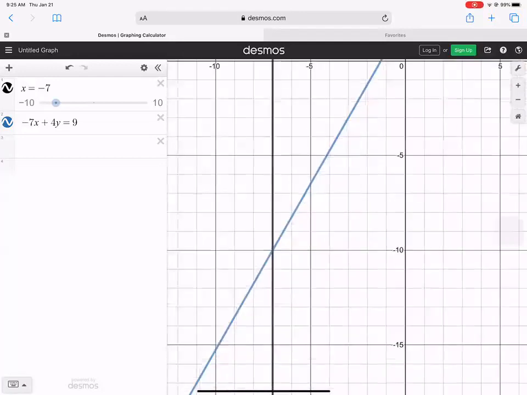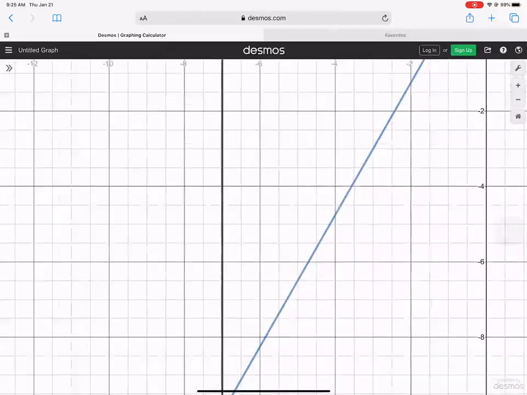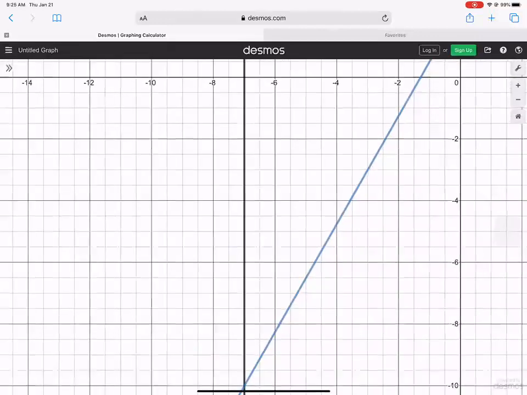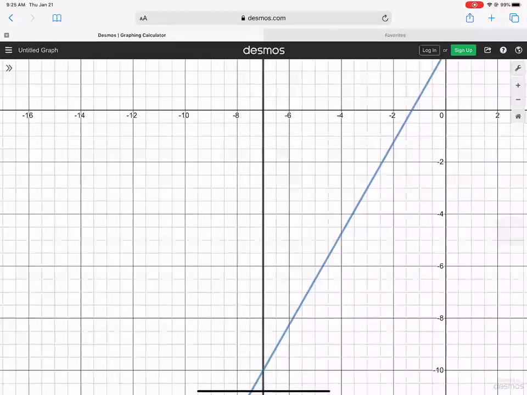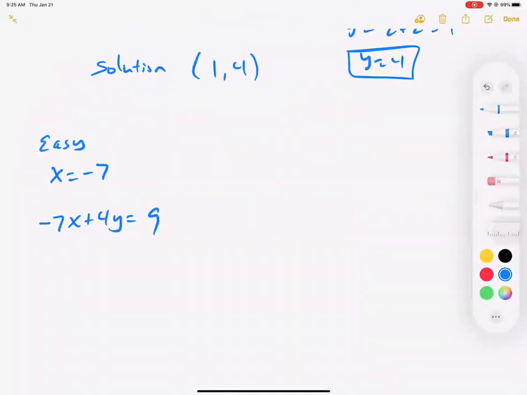So can you guys kind of see where these graphs meet? They meet right here, and the answer is going to be (-7, -10), right? So looking at the graph, kind of nice, obviously, that they meet at one place, (-7, -10). But what if I don't want to graph it? What if graphing takes too much work? Well, we have substitution. And here's the idea.